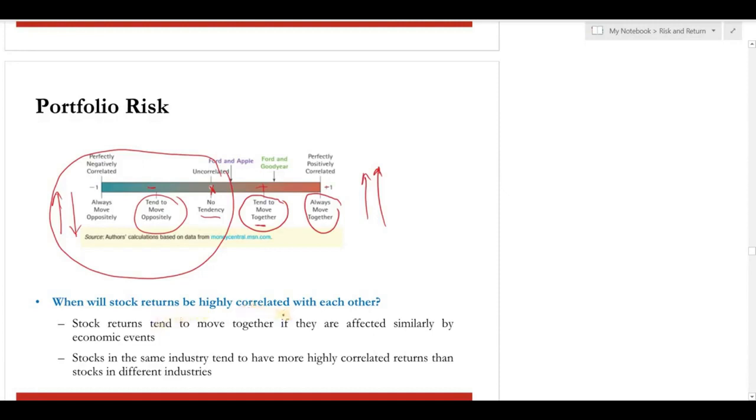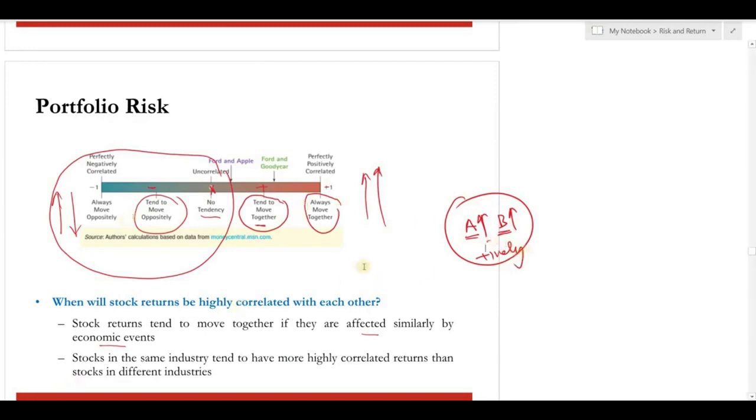When will stock returns be highly correlated with each other? Stock returns tend to move together if they are affected by similar economic events. Stocks in the same industry, for instance the computer industry, if anything happens, and we have a portfolio with A and B that belong to the same industry, they will move in the same direction, right? So if the stocks belong to the same industry, they are positively correlated. They have strong correlation, and that is positive.